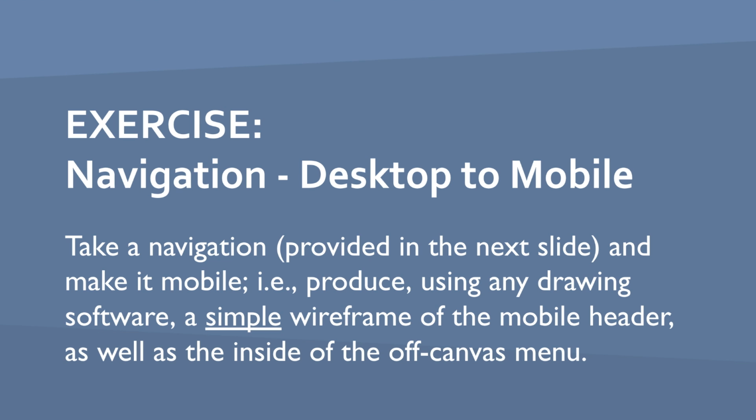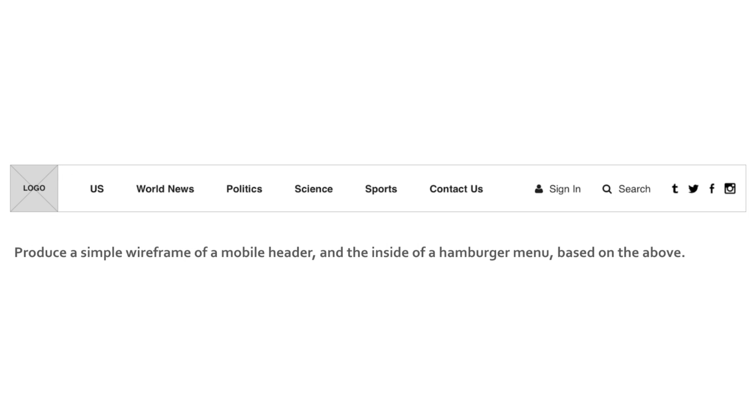I'm going to leave you with another exercise from this module. I'd like you to take a desktop navigation and convert it to mobile. Using any drawing software, create a simple wireframe of the mobile header, as well as the inside of the off-canvas menu. Here's the example we're going to use for this exercise. All you have to do is take these elements and create a simple sketch of how it would be repositioned in a vertical viewport.